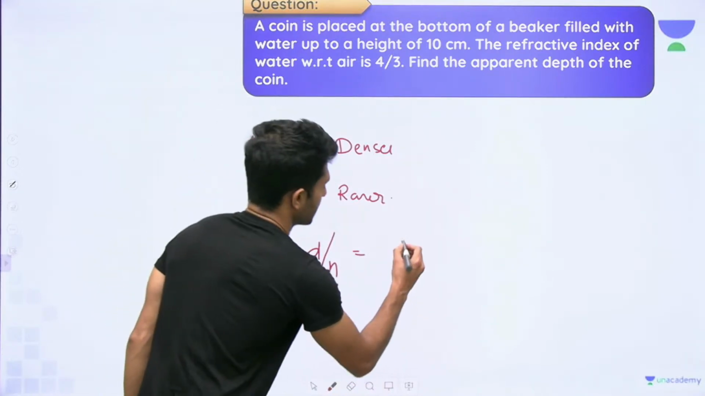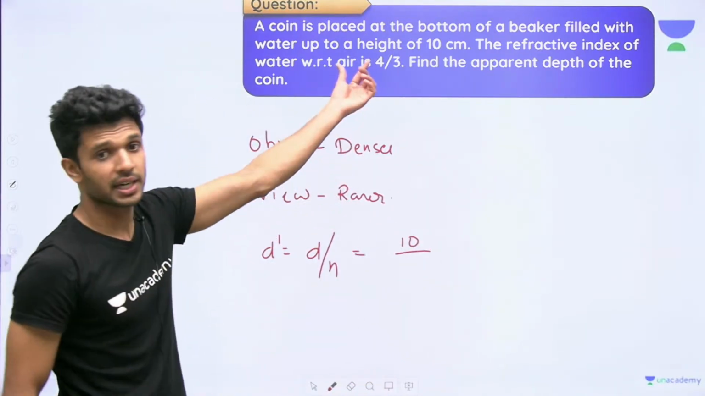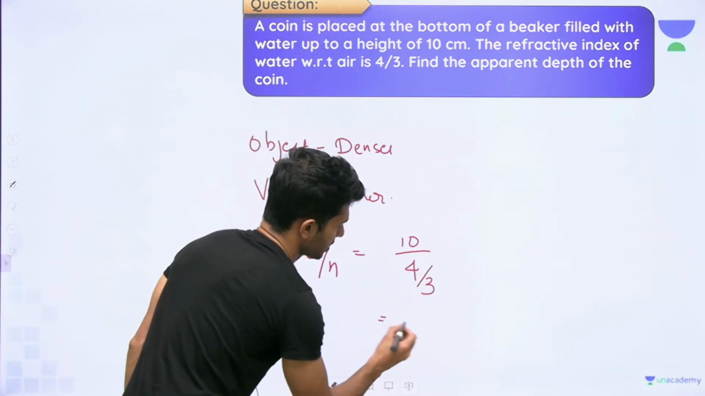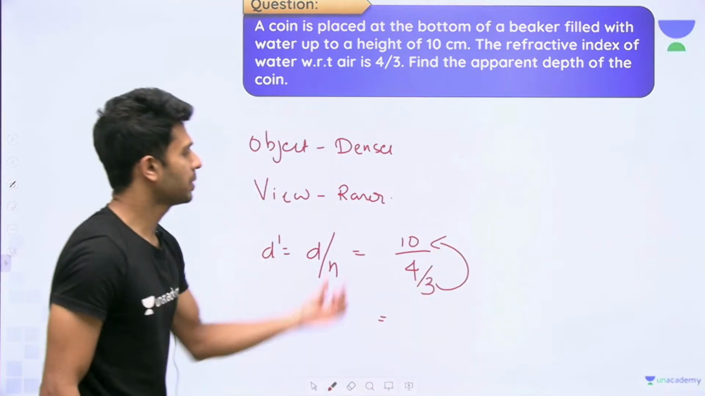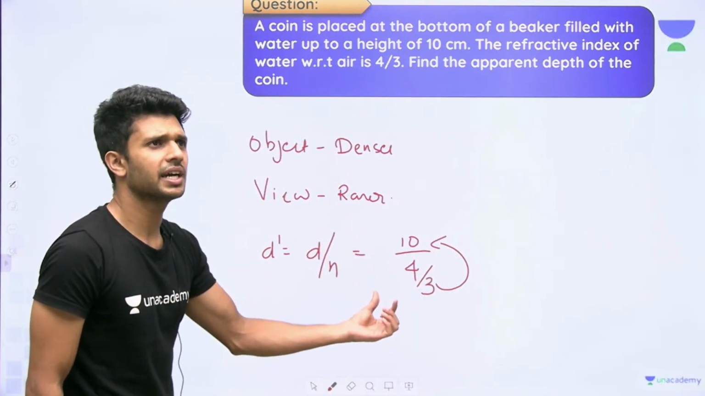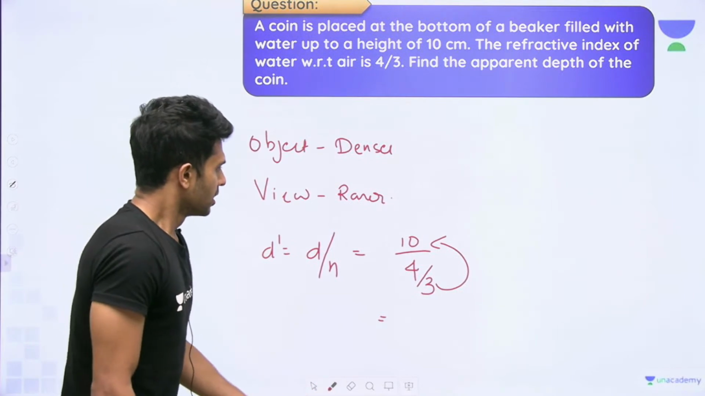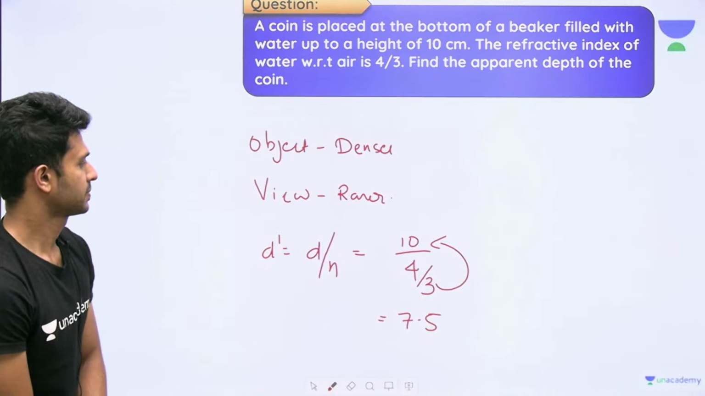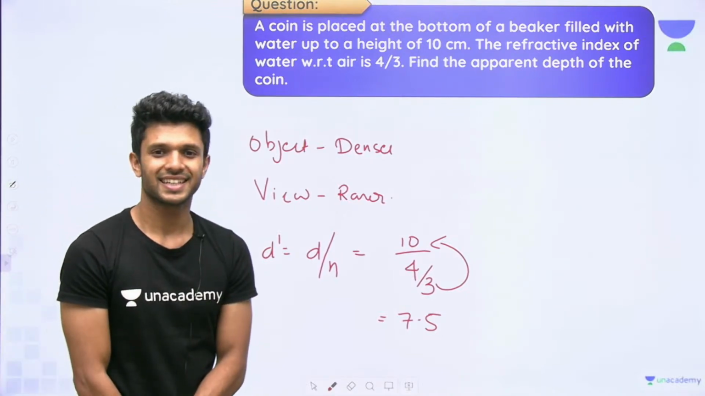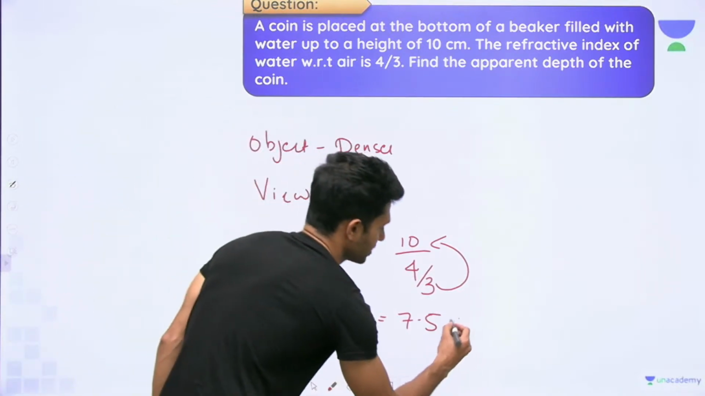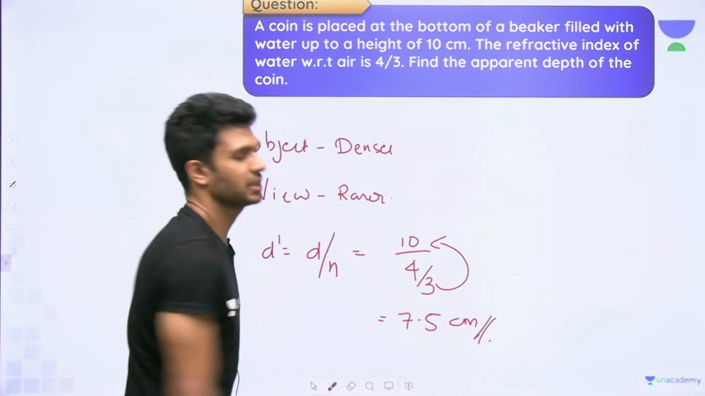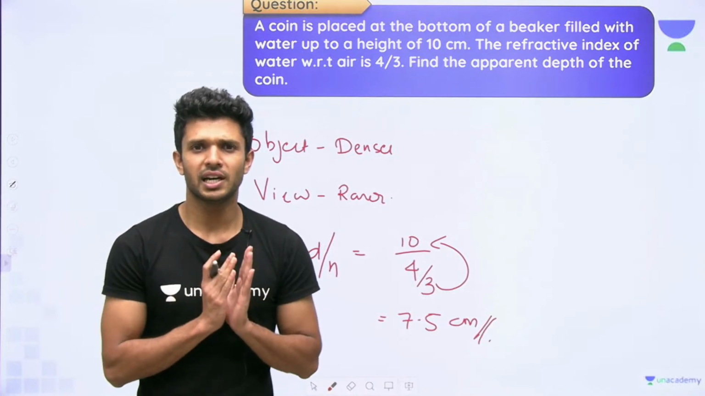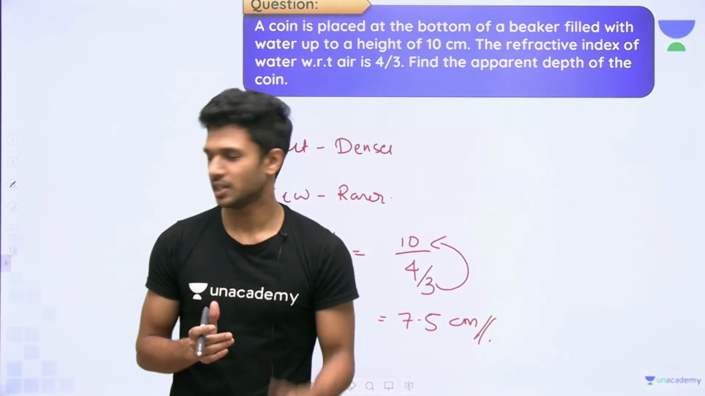अरे d कितना है? D is 10, which is the actual depth, by n is 4 by 3. So ये 3 क्या हो जाएगा? It will go up. So 30 by 4 will be coming as almost 7.5, right? है ना? Yes, correct. So we'll get the depth as 7.5 centimeter. बस हो गया तो हो गया, है ना? समझ भी आ गया, मुस्कुराहट भी आ गया, फिर क्या और क्या चाहिए?